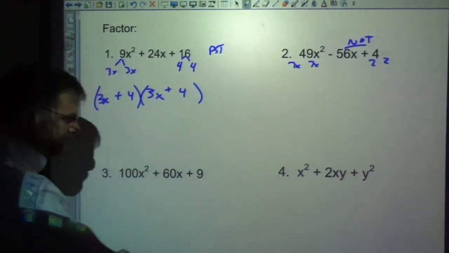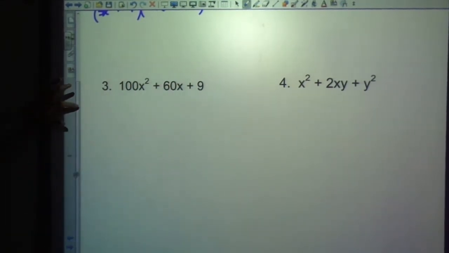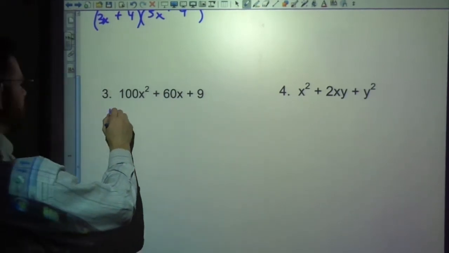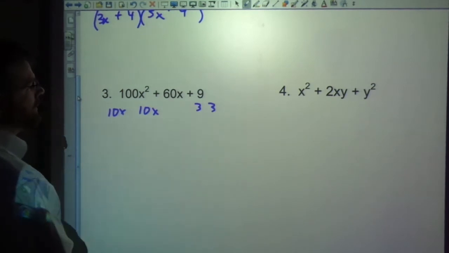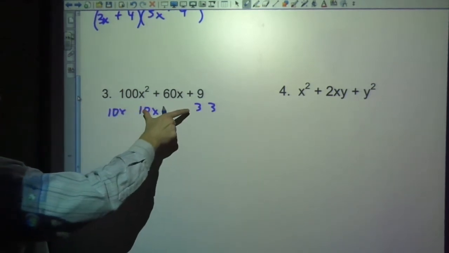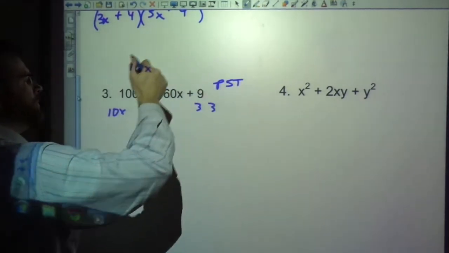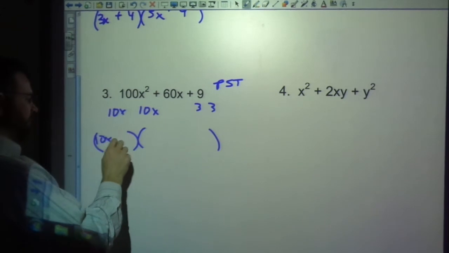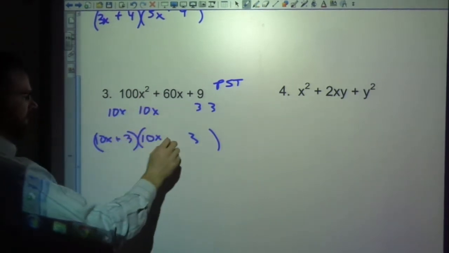How about this one? Go ahead and try these 2 now. Go ahead and pause. Okay, 10x, 10x. 3, 3. Aha, yes. 30x doubled is 60x. This is a perfect square trinomial. So I can factor it. 10x, 10x, 3, 3. Middle's positive. My middles are positive.